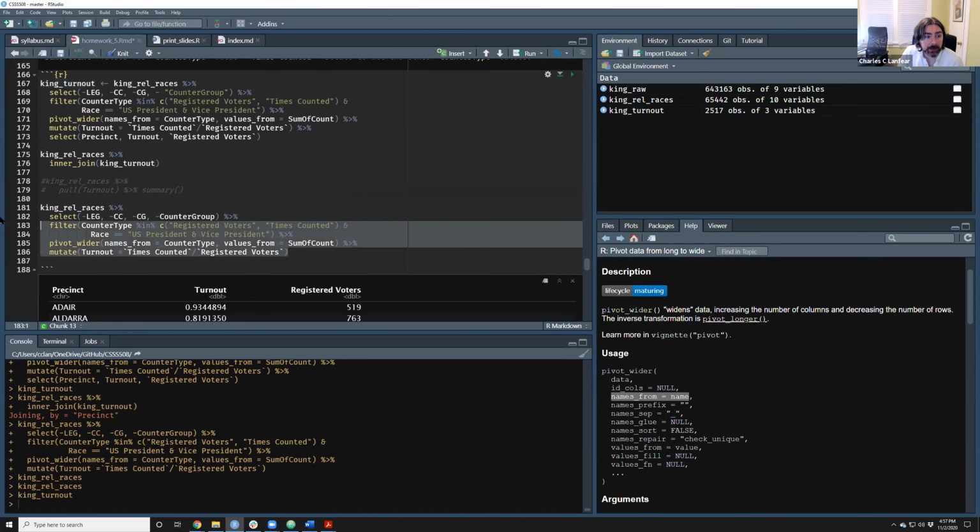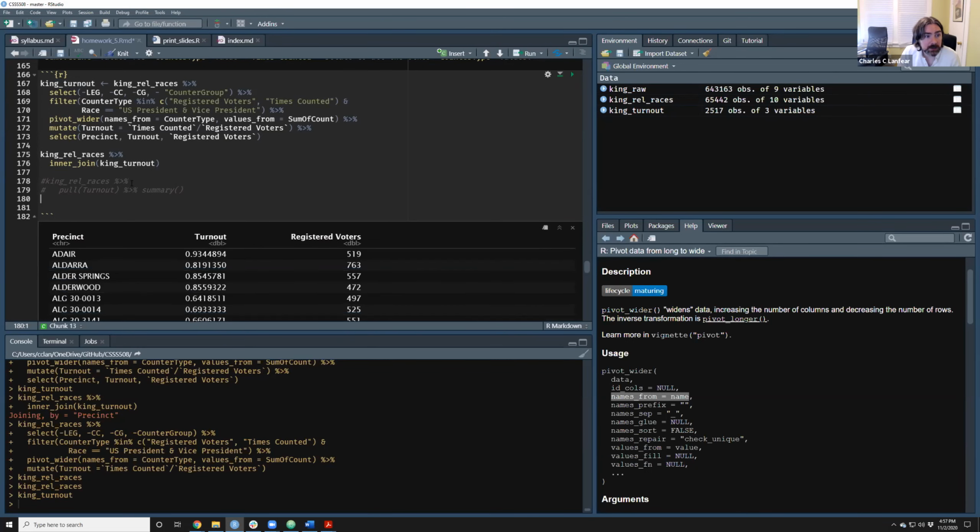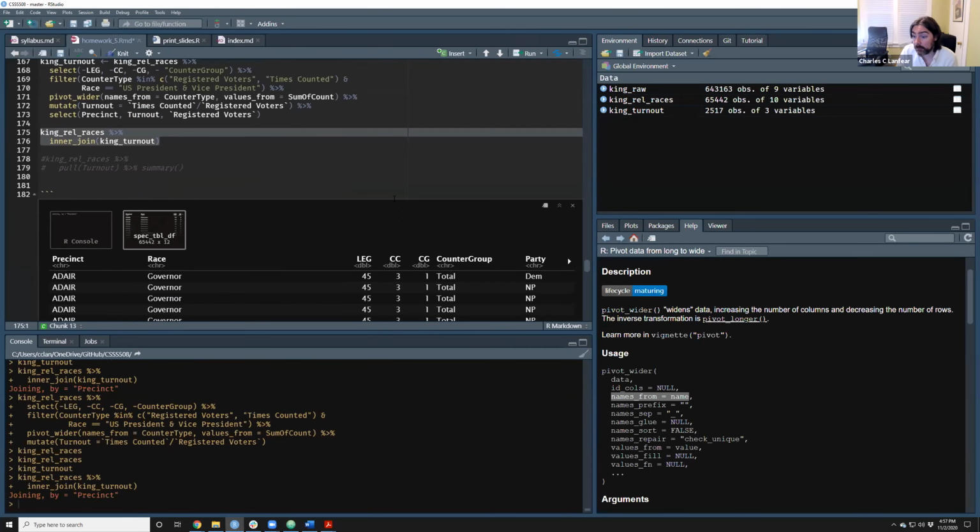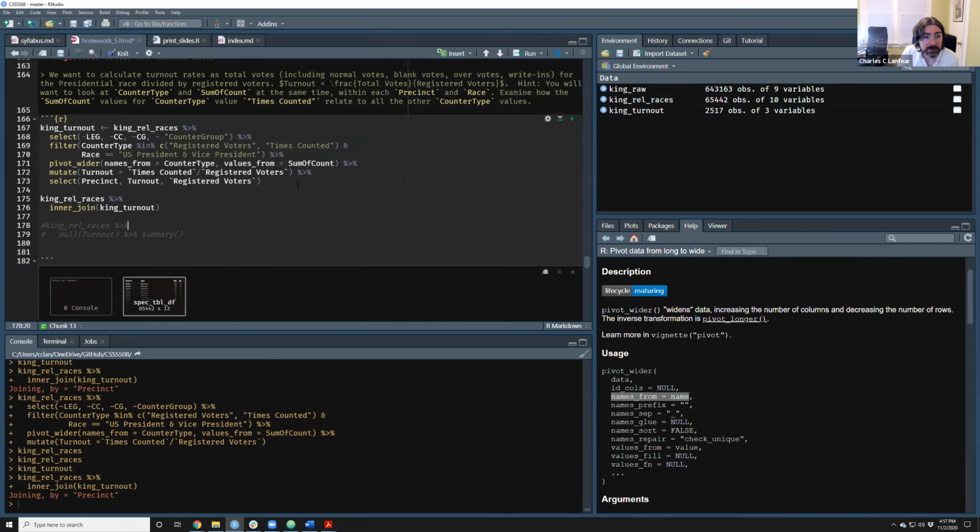This was me testing code from chat. Don't need that. And then this is me just joining it on to show you how you add it back on for a later step. This is all you need though.